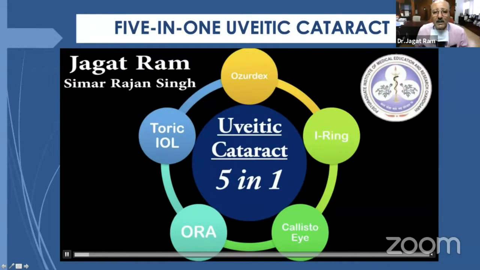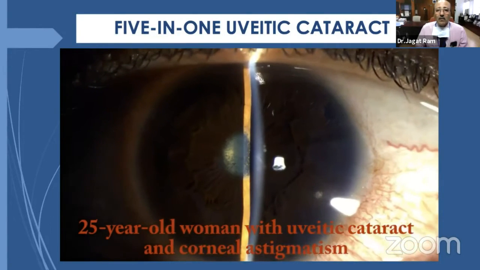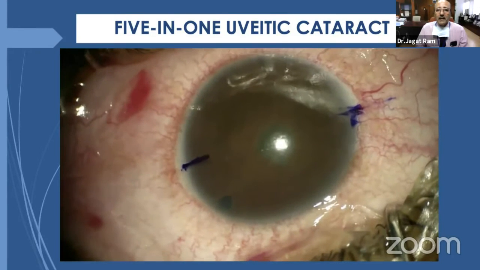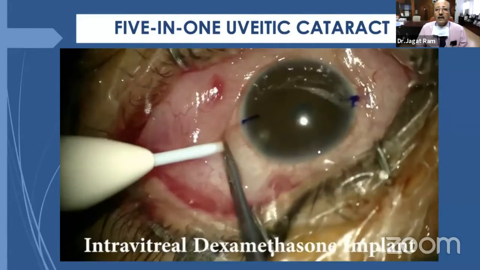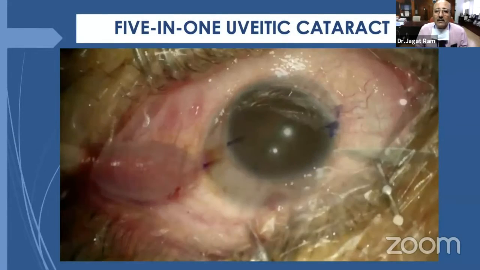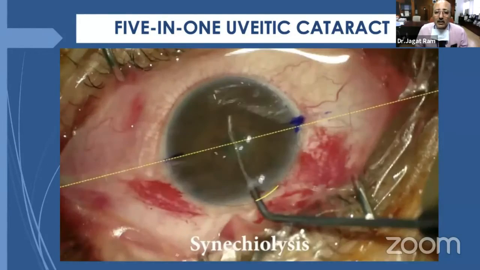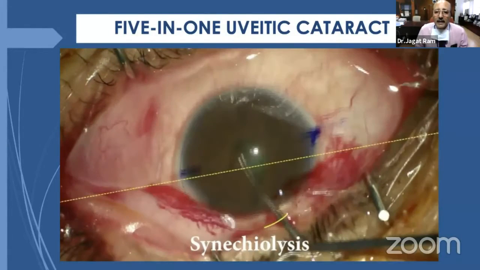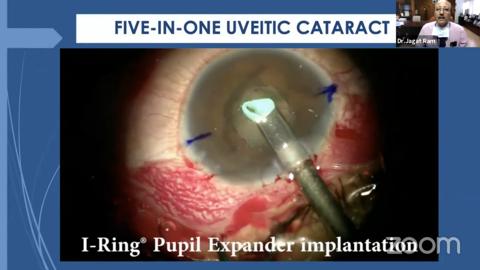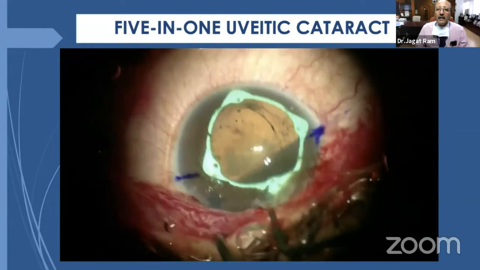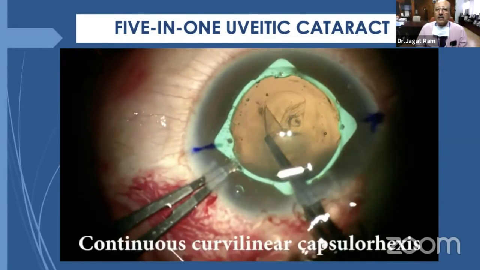This is the next video, where we have done at least 5 of the procedures. This is a 25-year-old woman. Here we injected a Dex implant, 3.5 to 4 millimeters from the limbus. And because you can see this marking, here we will be implanting a toric IOL. We have used Callisto. Here we did synechiolysis. This is a different type of ring, which is known as the I-ring. This I-ring is inserted, and we could achieve very nice dilatation of the pupil.